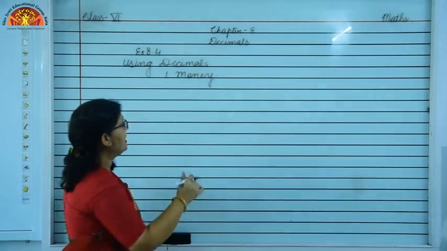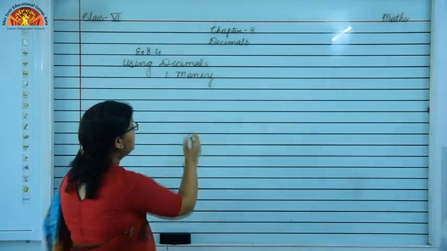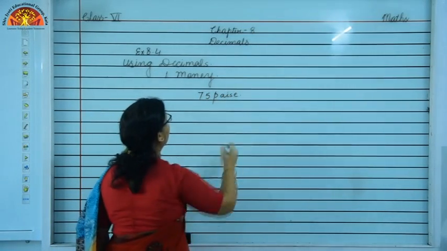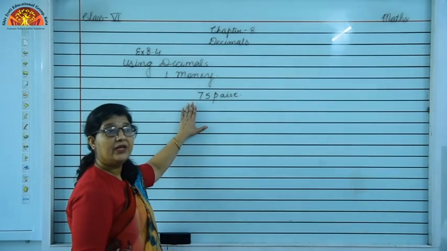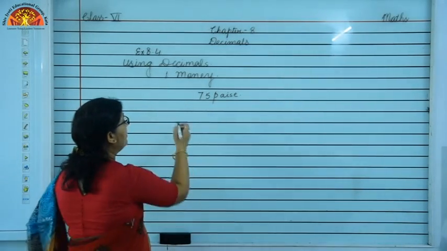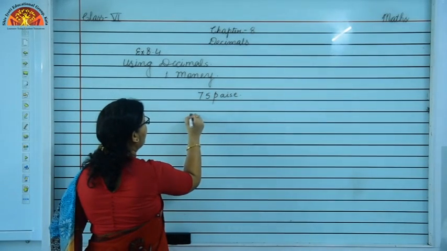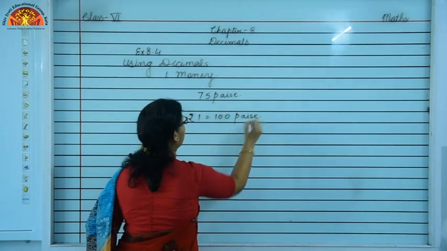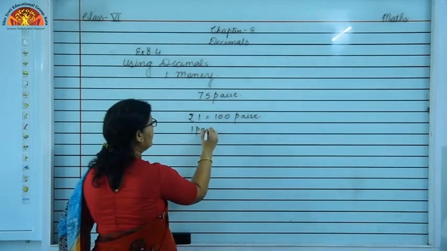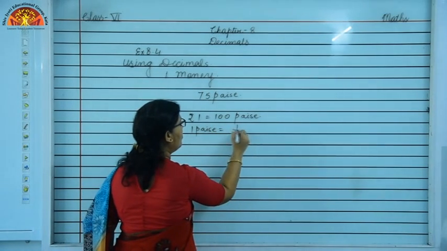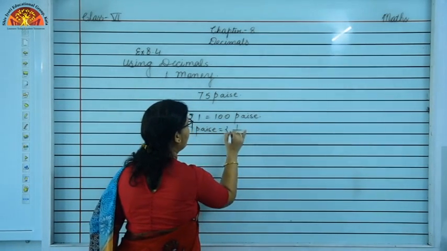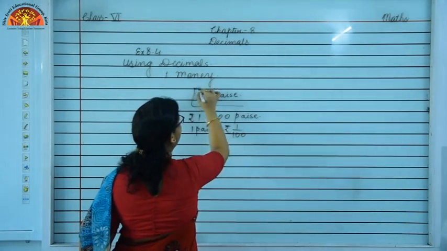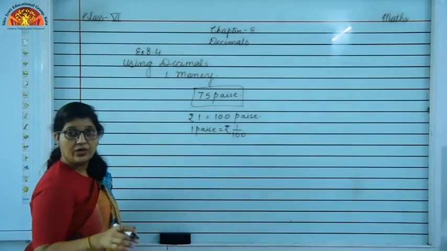Students, suppose we have 75 paise and we want to convert into rupees. Now how do we convert into rupees? You know, 1 rupee is equal to 100 paise. So 1 paisa is equal to 1 upon 100 rupees. You know about it? Now how do we convert 75 paise into rupees?